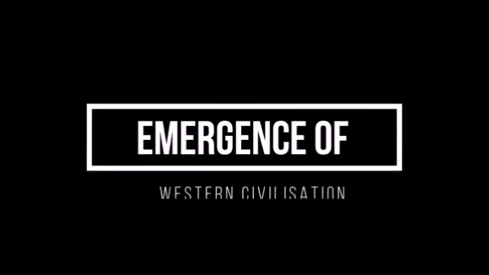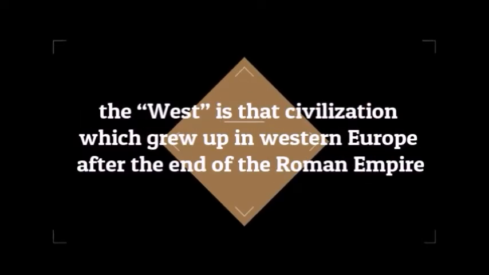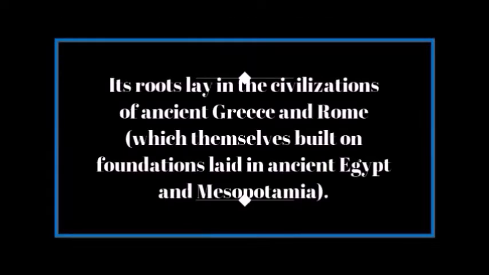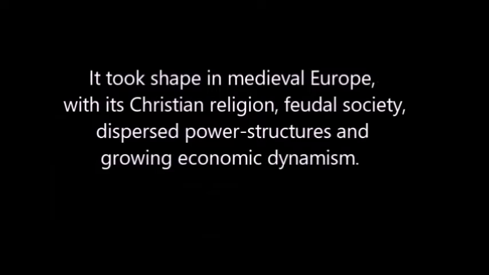Today, I would like to present about the emergence of Western civilization. As we know, the West is that civilization which grew up in Western Europe after the end of the Roman Empire. Its roots lay in the civilizations of ancient Greece and Rome, which themselves built on foundations laid in ancient Egypt and Mesopotamia. It took shape in medieval Europe with its Christian religion, feudal society, dispersed power structures, and growing economic dynamism. It was in the modern era that Western civilization took flight.